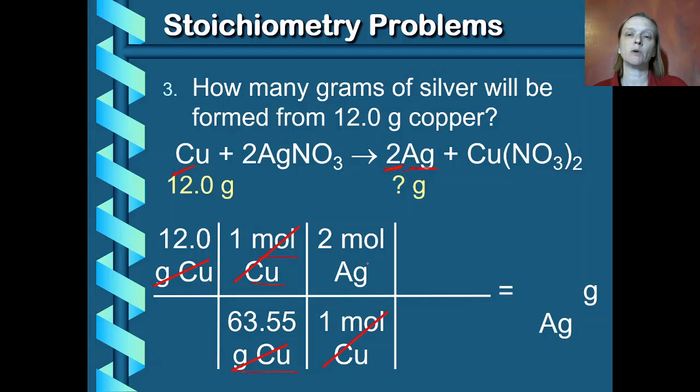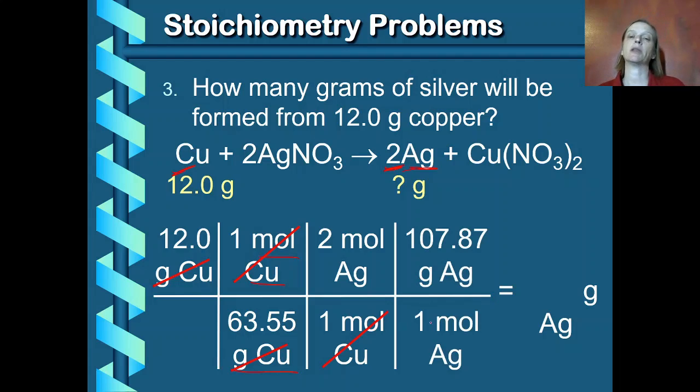So right now I've got moles of silver, but I don't want to have moles of silver for my final answer. I want grams of silver. So I need to get rid of moles and convert to grams of silver. Using my periodic table, I can determine that 1 mole of silver has a mass of 107.87 grams. Those moles of silver cancel out, and I'm left with a big multiplication division problem.